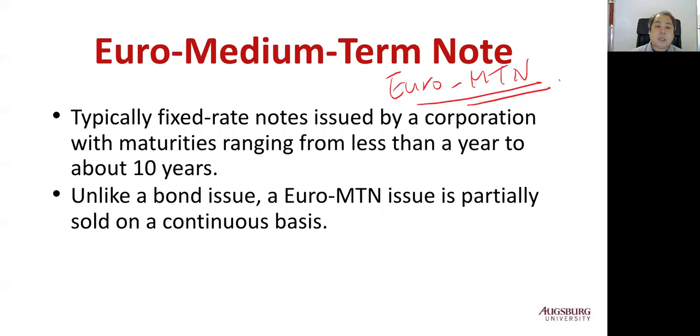Unlike bond issues, in which the entire issue is brought to the market at once, a Euro MTN issue is partially sold on a continuous basis through an issuance facility. This facility allows the borrower to obtain funds only as needed, on a flexible basis. So that's the major difference between straight fixed rate debt and the Euro MTN.